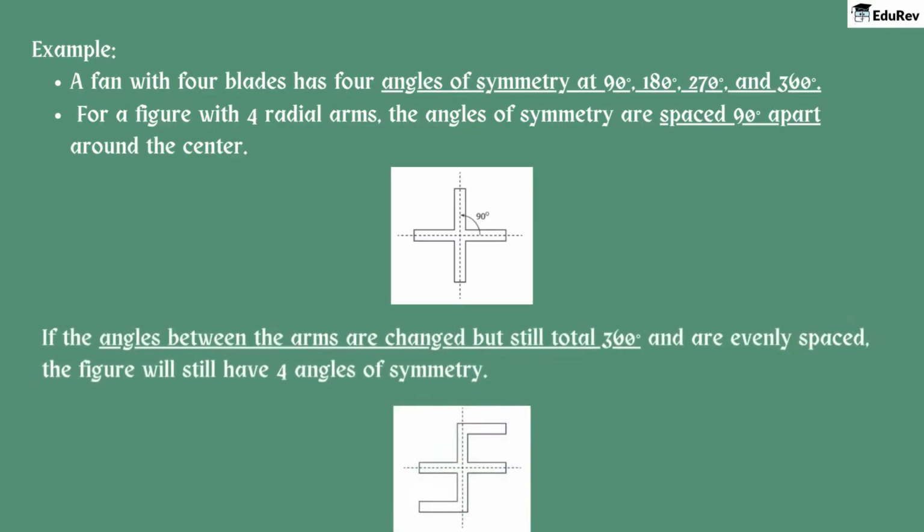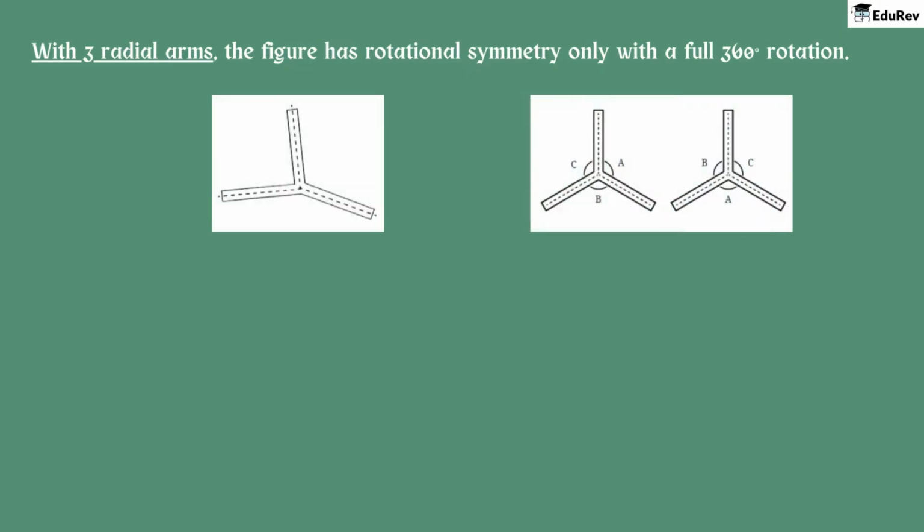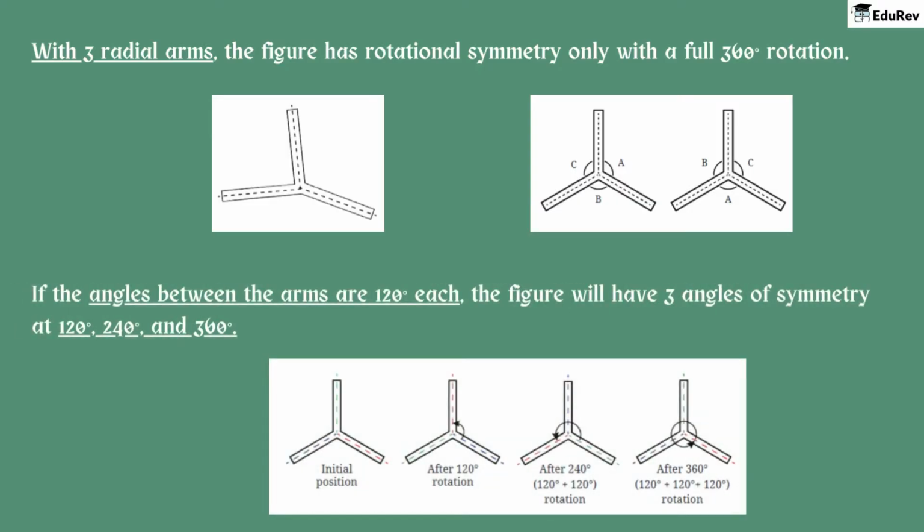If the angles between the arms are changed but still total 360 degrees and are evenly spaced, the figure will still have four angles of symmetry. With three radial arms, the figure has rotational symmetry only with a full 360 degrees rotation. If the angles between the arms are 120 degrees each, the figure will have three angles of symmetry at 120 degrees, 240 degrees, and 360 degrees.